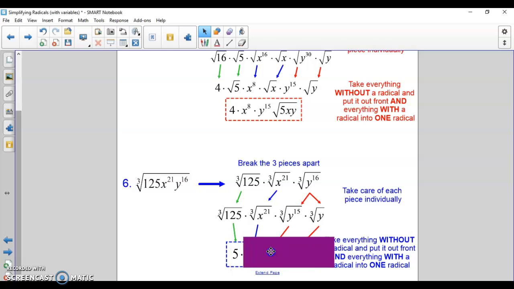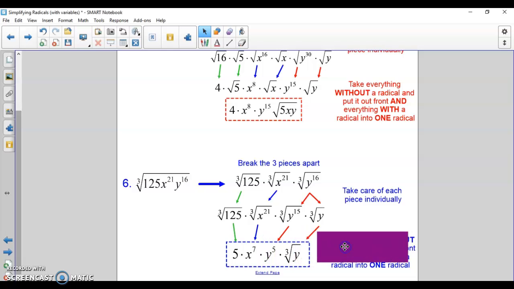Cube root of 125 is 5. 21 divided by 3 is 7. 15 divided by 3 is 5. Y cube, or the cube root of y, just cube root of y. Notice I didn't have to rearrange. It just so happened to give me the answer right away. So something a little bit different.